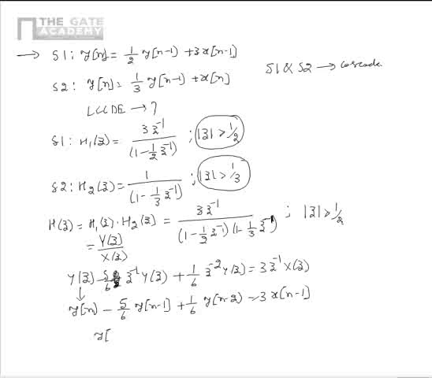So this can be simplified as y(n) is equal to 5 by 6 y(n minus 1) minus 1 by 6 y(n minus 2) plus 3 times x(n minus 1). So this is the LCCDE that represents the cascaded system.